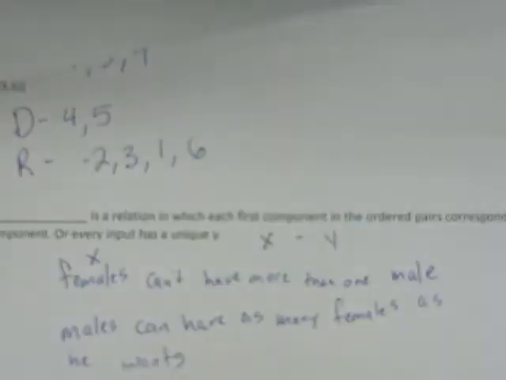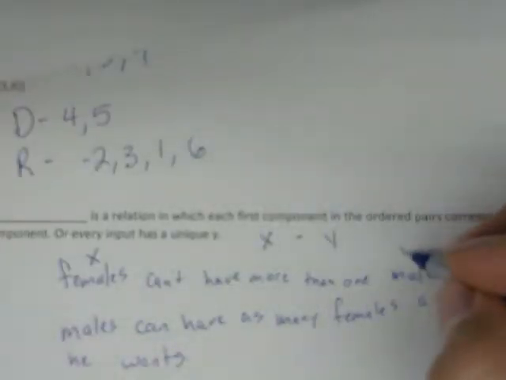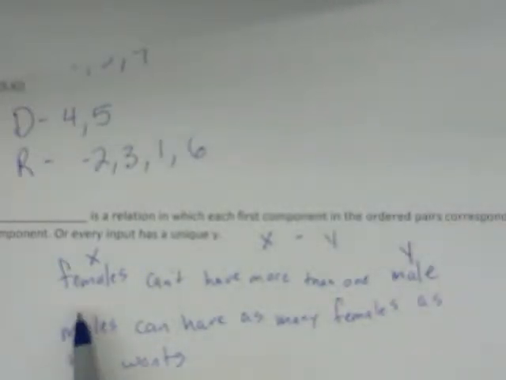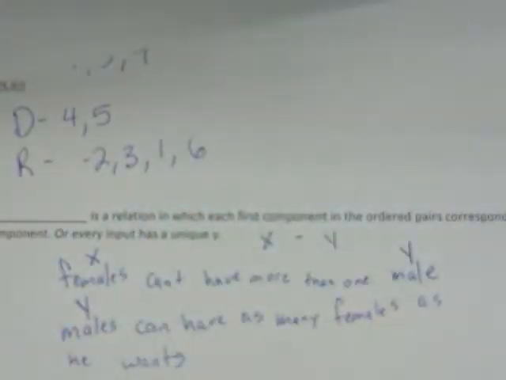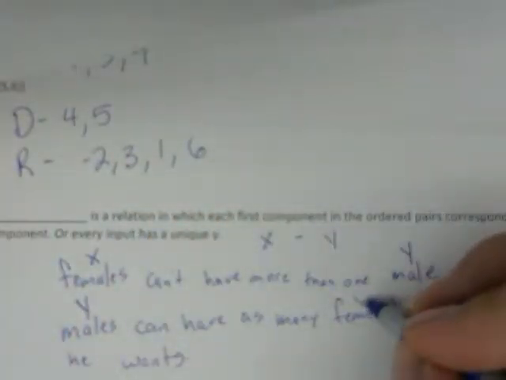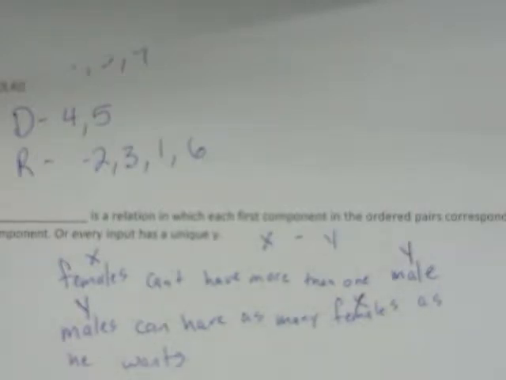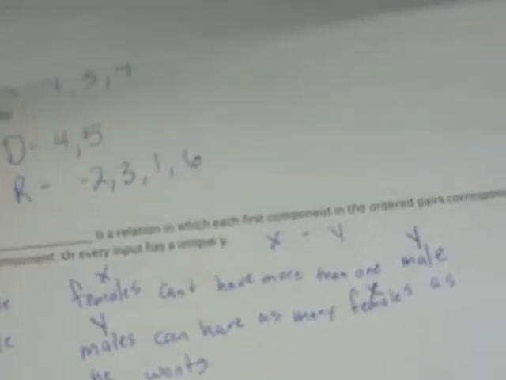Remember, females are X values. It means no X value can have more than one Y value. No X value can have more than one Y value. But Y values can have as many X values as they want. So, let's go to the first problem.